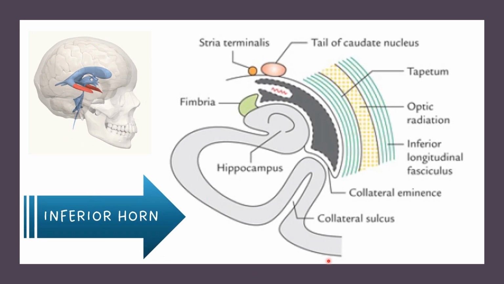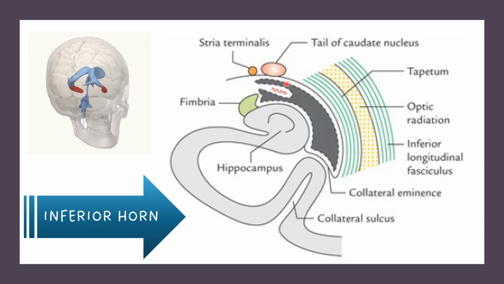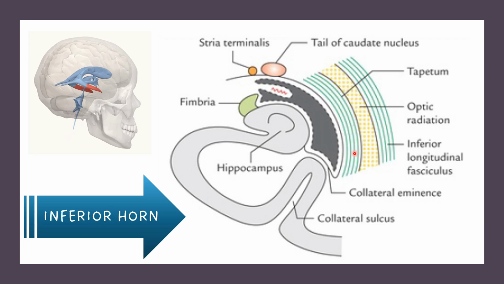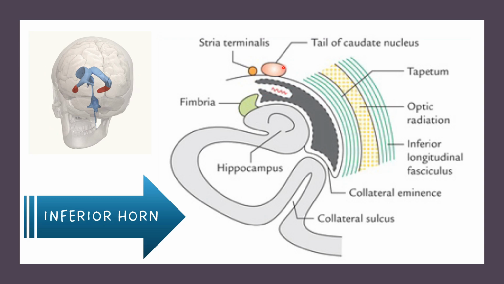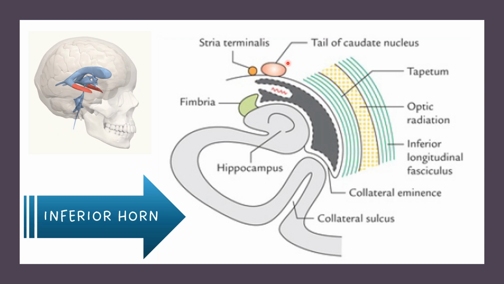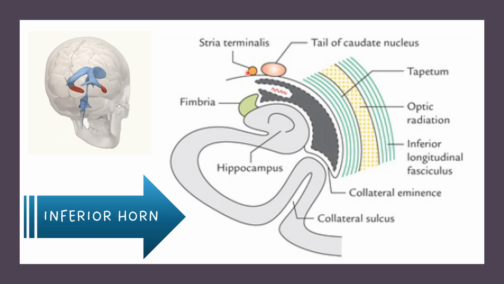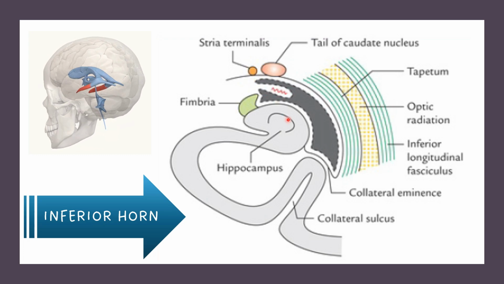The inferior horn in coronal section appears as a transverse slit presenting a roof and a floor. The lateral part of the roof is formed by the tapetum, whereas the medial part is formed by the tail of caudate nucleus and stria terminalis. Stria terminalis is the white matter which forms the major output from the amygdala.